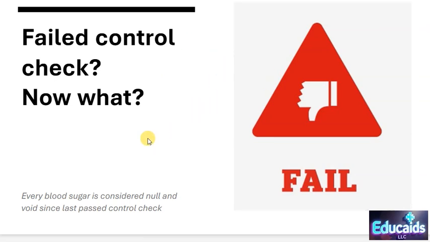So say you're doing a control test on your meter, and you want to see if it's accurate, and it doesn't give you a correct reading. Well, then it fails. So now every blood sugar is considered null and void since the last time it passed the control check, because we don't know when that meter started to read incorrectly. If it reads the controls incorrectly, you cannot trust that it's reading your patient's blood sugar correctly.